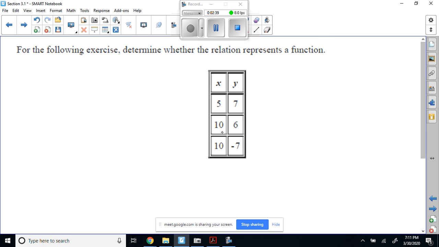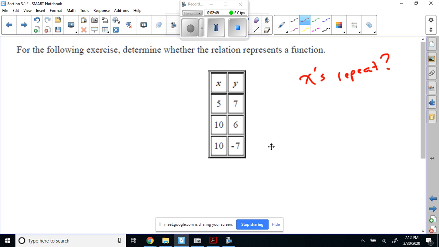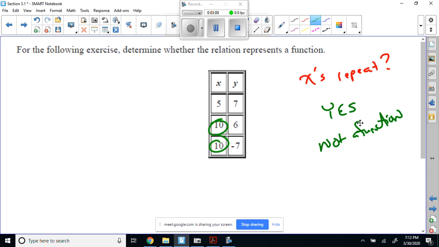If we're looking at a table, how do we know that this table is a function? Well, do my x's repeat? And the answer is no. So therefore it is... yeah, it does, sorry. It repeats here and here, right? So it's not a function. All right, so that's basically what this section is talking about: function, not a function.